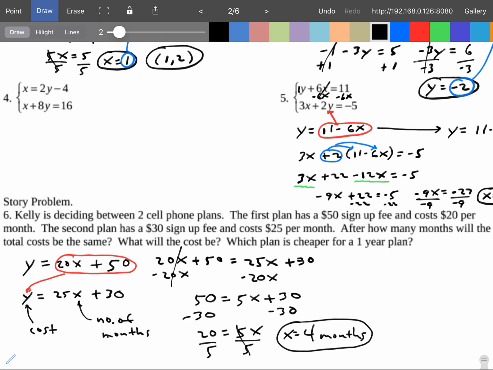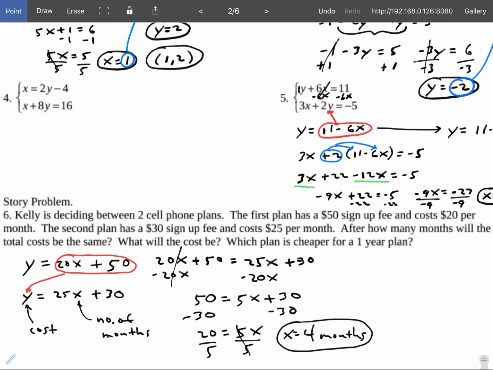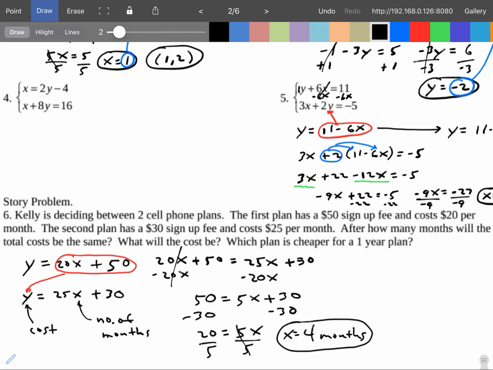The next question was, what would that cost be? You can take x equals 4 and plug it in for x in the top equation, or substitute the 4 in for x in the bottom equation. It doesn't matter, so I'll substitute it into the bottom equation. y equals 25 times 4 months plus 30. 25 times 4 is 100, and 100 plus 30 is 130. So y is your cost, that would be $130. That's the answer to the second question. Both plans after 4 months would cost $130.